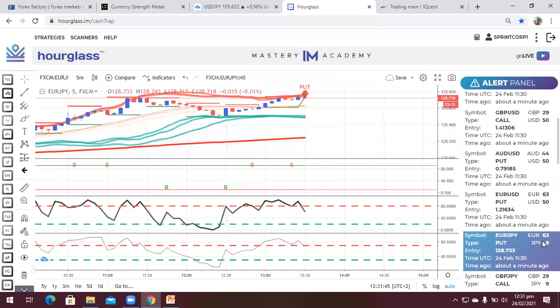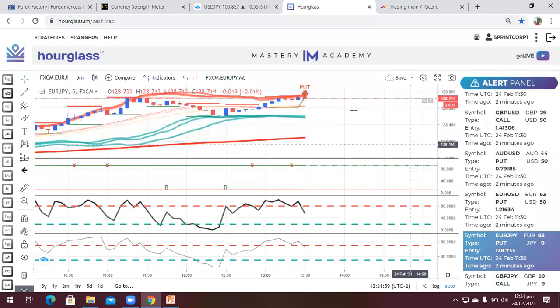Euro JPY is calling for a buy based on currency strength. Cash Tap is calling for a sell. Should you take it? No. The currency strength is something you should take a look at. 90 to 95% of the time, the currency strength plays out, irrespective of whatever stochastic or RSI is saying.